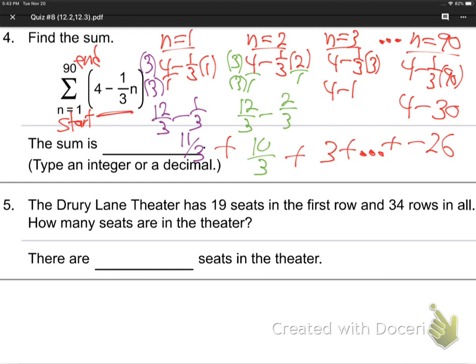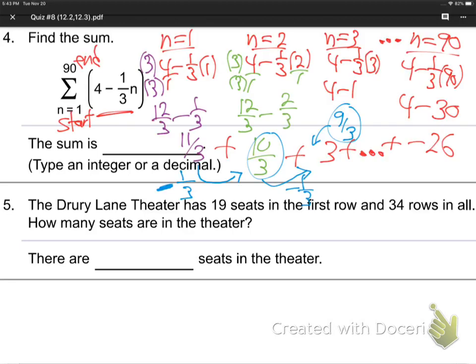What's happening now? What's going on from term to term? Can you see that it's subtracting a third? Because 11 thirds minus 1/3 is 10 thirds. Now you think, well, how does it work here? Well, 3 is really 9 thirds, isn't it? So it's 10 thirds minus 1/3 is 9 thirds, which is 3. So it's just subtracting a third every time.